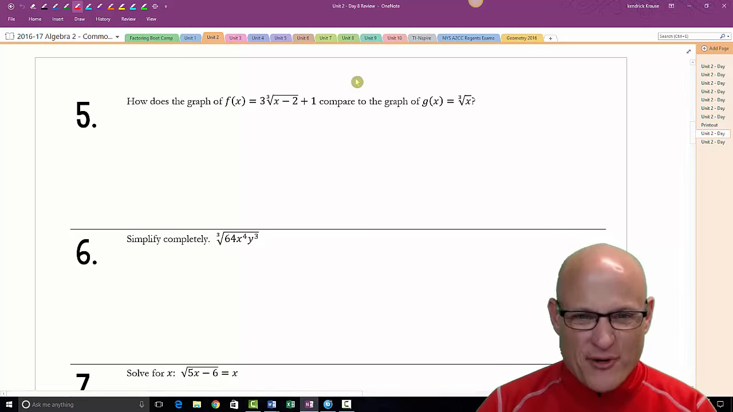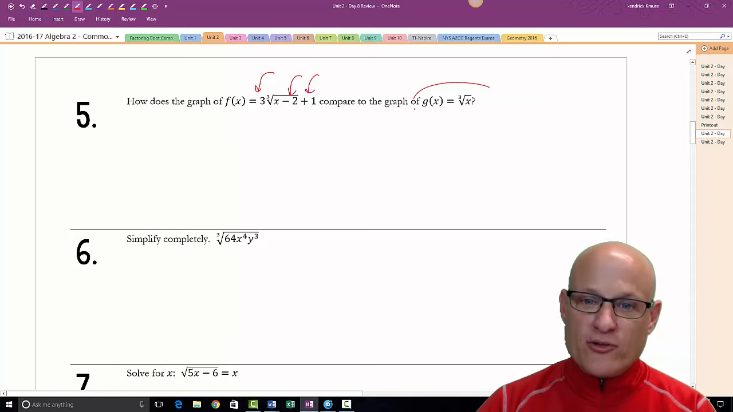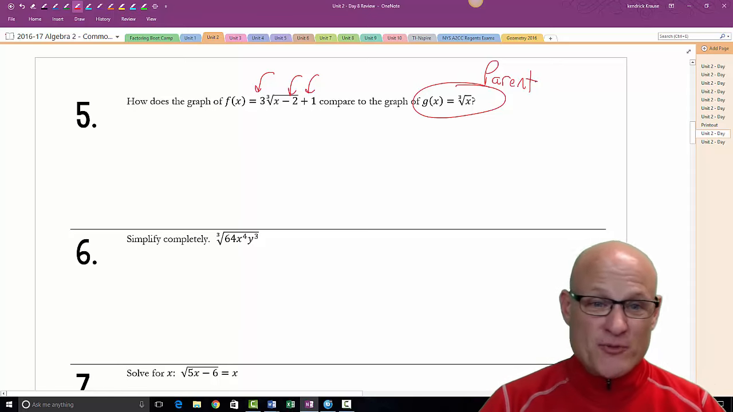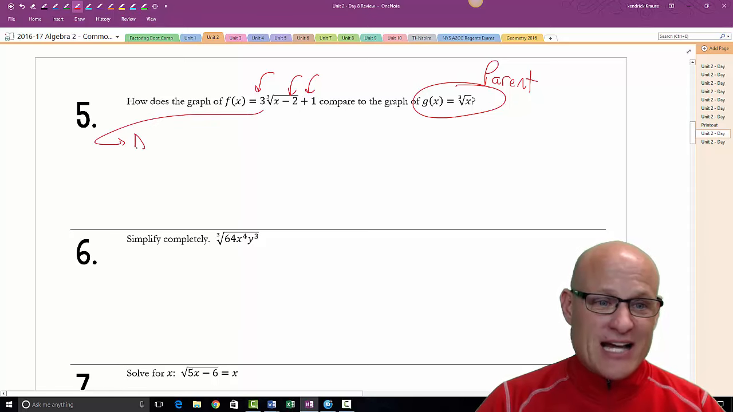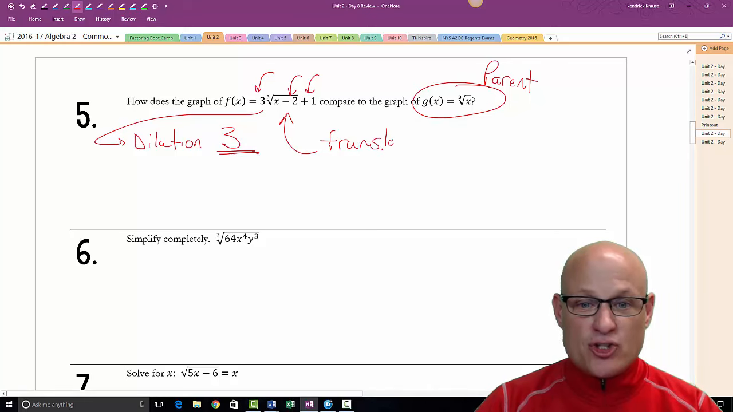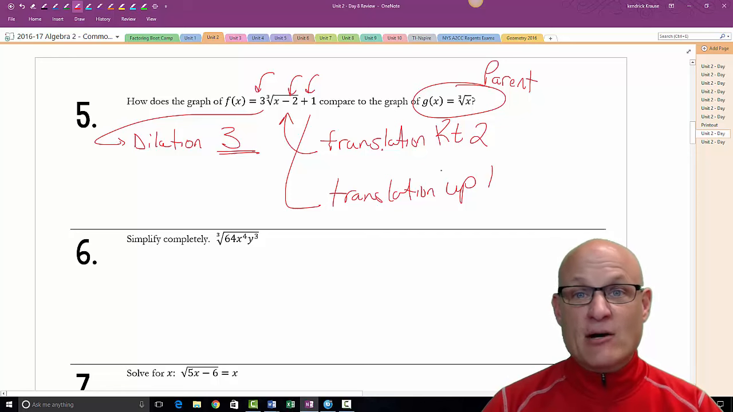All right, look what we can do here. How does the graph of the function compare to the parent? Remember, this is the parent function. So you got to remember your transformations, right? The 3 in front, this is a dilation of 3. What does this mean? This means we're going to have a translation right 2. Remember, it's backwards. And on the outside, we're going to have a translation up 1. That's how it compares. Done.